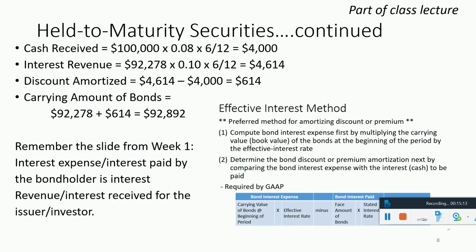This slide basically just goes through the mechanics of the calculation. Keep in mind it's the exact same as what we talked about in week 1. It's just opposite thinking, because instead of cash paid, we're looking at it from the other perspective, the perspective of the investor instead of the issuer. And so it's cash received and interest revenue, not cash paid and interest expense.